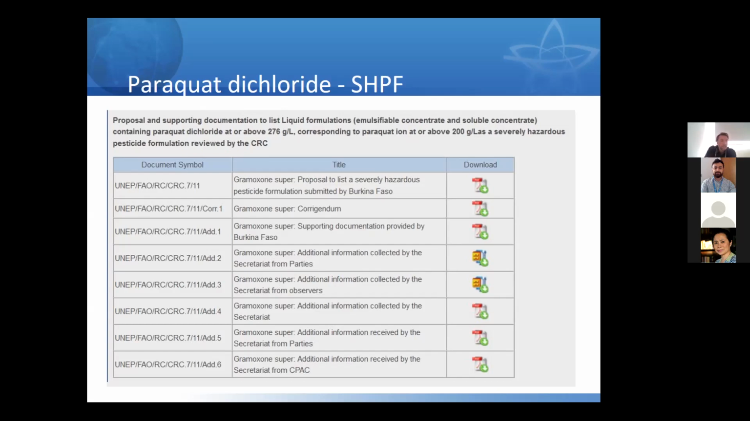And this initially became a candidate chemical based on provisions of Article 6, when developing country parties can submit proposals for SHPFs or severely hazardous pesticide formulations. The slide in front of you is showcasing this proposal from Burkina Faso from 2010, which also includes all the supporting documents provided by the party itself and also additionally collected by the Secretariat. And these documents, including the proposal, were the basis for the CRC decision to recommend listing.